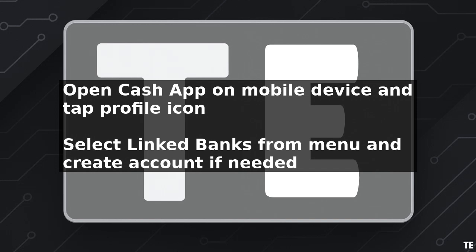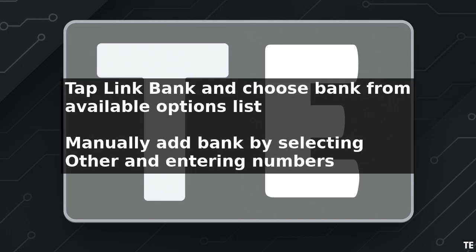Next, tap on Link Bank and choose your bank from the list of available options. If your bank is not listed, you can manually add it by selecting Other and then entering the routing and account numbers. Enter the required login credentials for your bank account, which may include your username and password. Cash App will then verify the information and link your bank account.